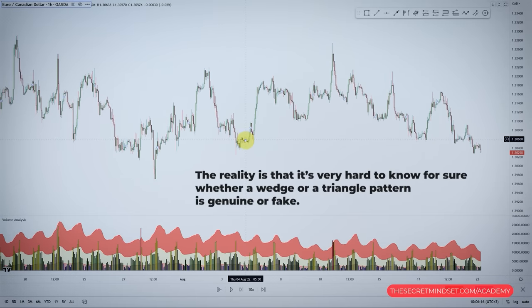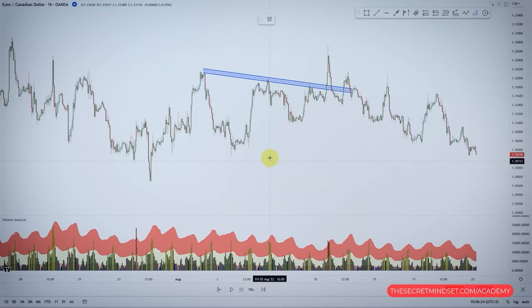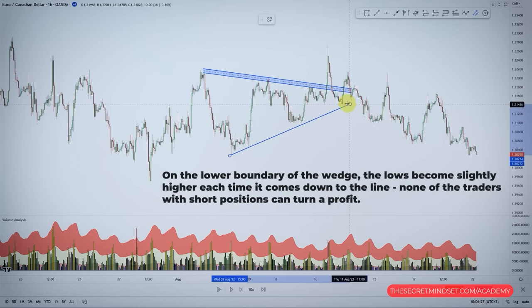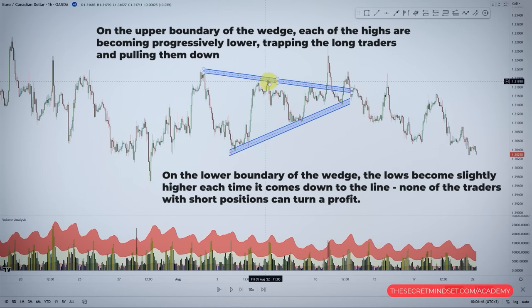From my experience, it's very hard to know for sure whether a wedge or a triangle pattern is genuine or fake. In this example, you can observe that on each lower boundary of the wedge, the lows become slightly higher each time it comes down to the line. This has the effect of ensuring that none of the traders that have short positions in these regions can turn a profit. Similarly, on the upper boundary of the wedge, the same thing is happening, with each of the highs becoming progressively lower and trapping the long traders and pulling them down.